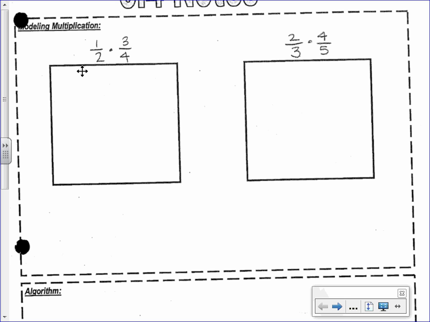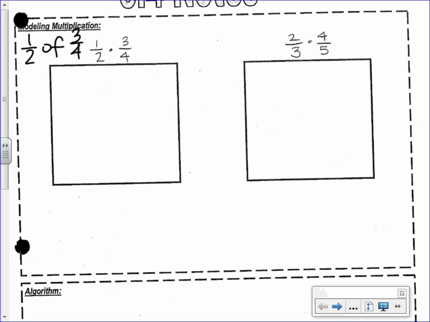All right, here we go. So 1/2 times 3/4. And in math, whenever you see the multiplication symbol, you can assume that it means 1/2 of 3/4. Of in math means to multiply. So whenever you see the word of, that would mean to multiply. So another way to say this is 1/2 of 3/4.